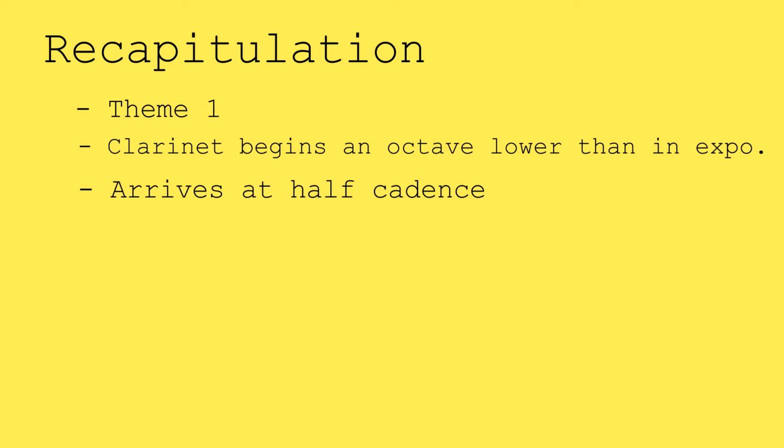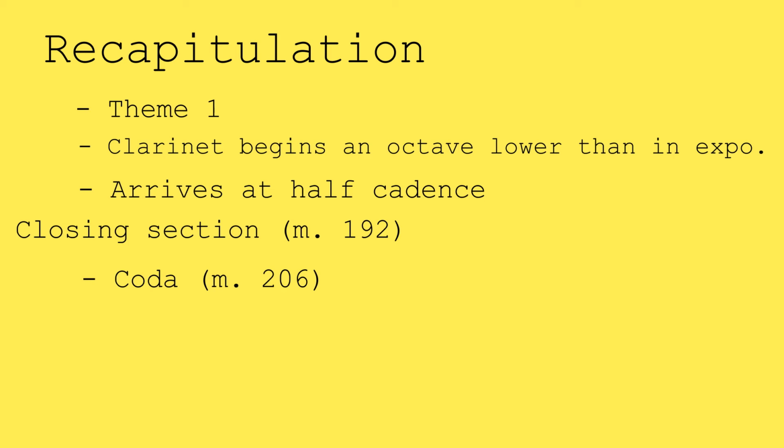They begin with sharp leaps and dotted rhythms that break into diminished 7th chords. The closing section begins at measure 192 with transitions to the coda in bar 206.